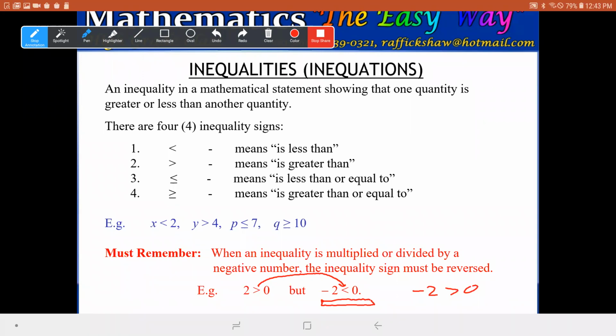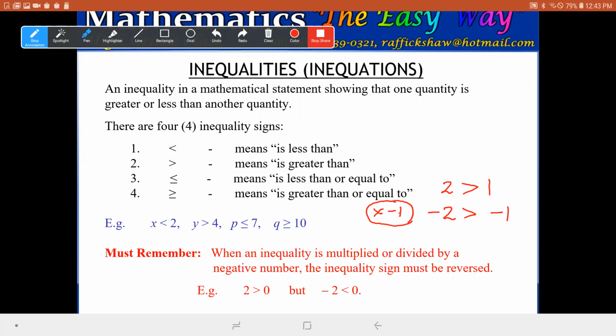And we can try the same thing with actual numbers as well. We all know that 2 is greater than 1. Let's use 2 and 1, for example. If I multiply by negative 1, I'm going to get negative 2 on this side, and negative 1 on this side.